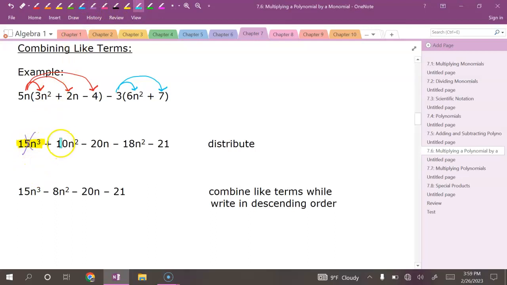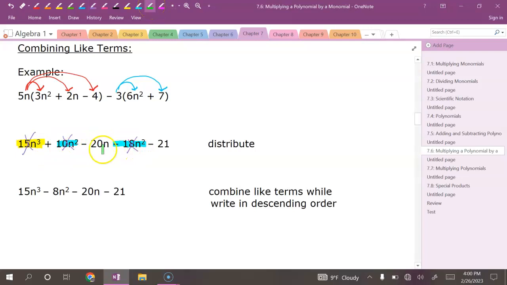Now, when I looked at my n squareds next, I had 10n squared, and I had a negative 18n squared. So those together became a negative 8n squared. Again, really watch your signs here with those negatives. Take your time, use a calculator to double check yourself if you're not that confident or comfortable with adding and subtracting these terms that have those opposite signs. Okay, so that took care of the n squareds.